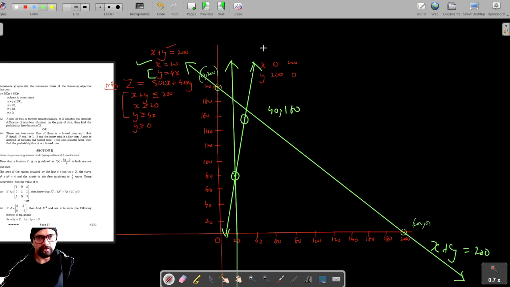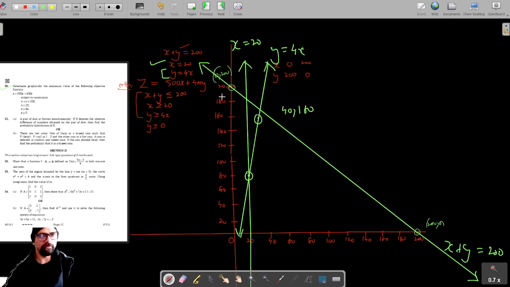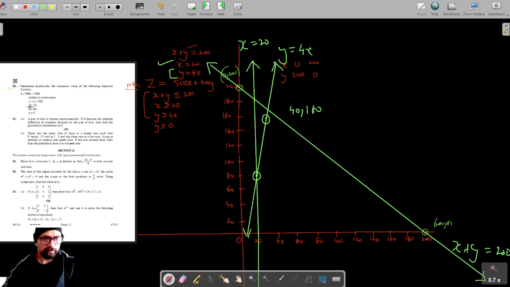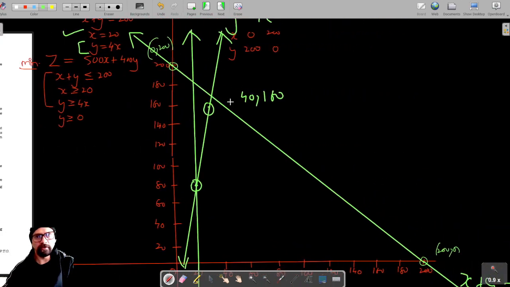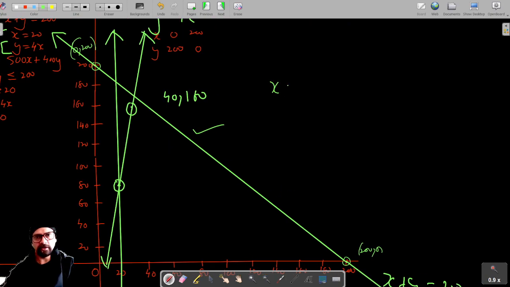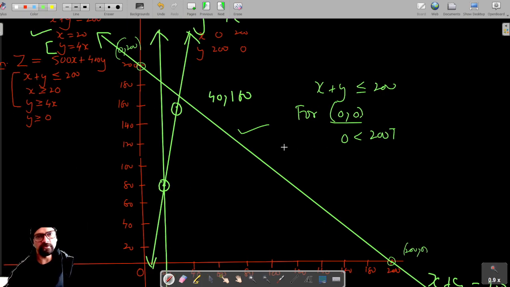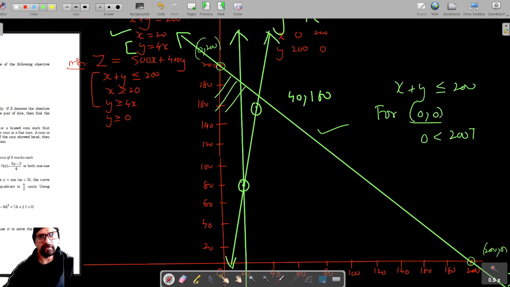Okay, so this is the equation for y is equal to 4x, x plus y is equal to 200, and this is x is equal to 20. Let's try to get the feasible region now. The first equation is x plus y is less than or equal to 200. If we check this for the coordinate 0, 0, then 0 is less than 200, which is true. So this has the graph towards the origin.